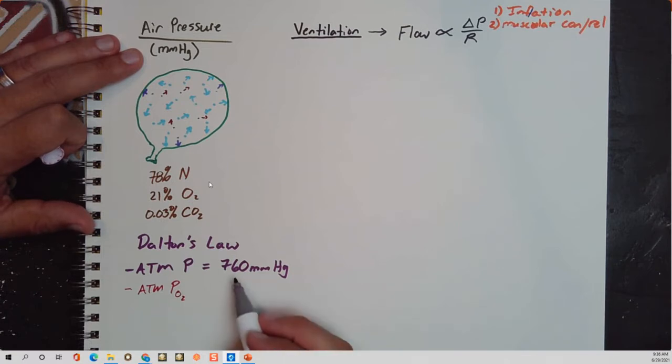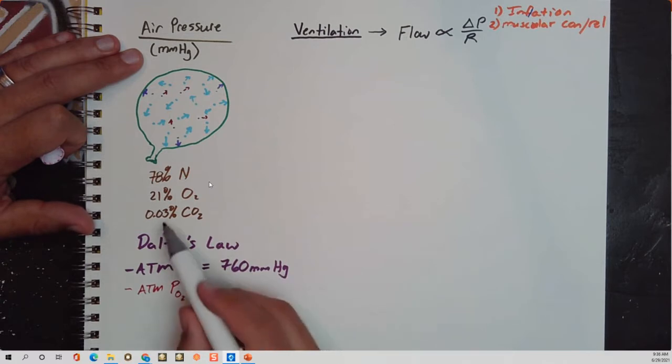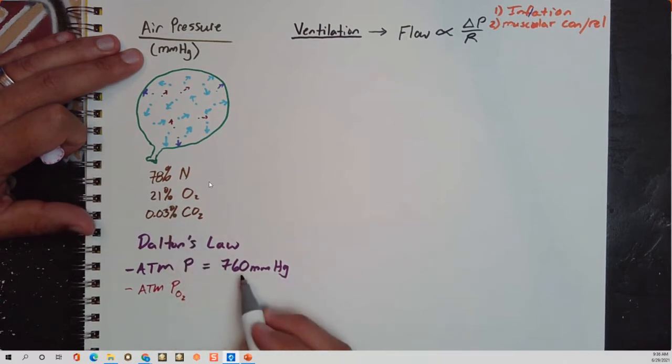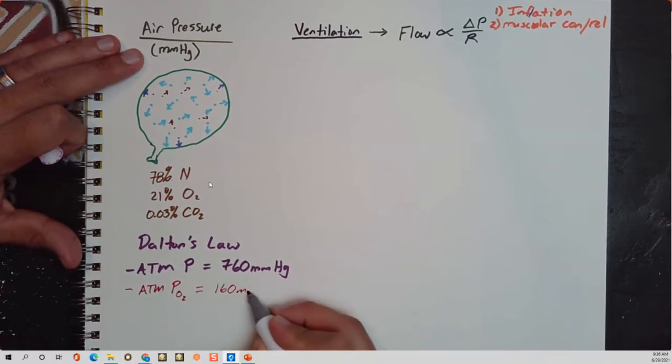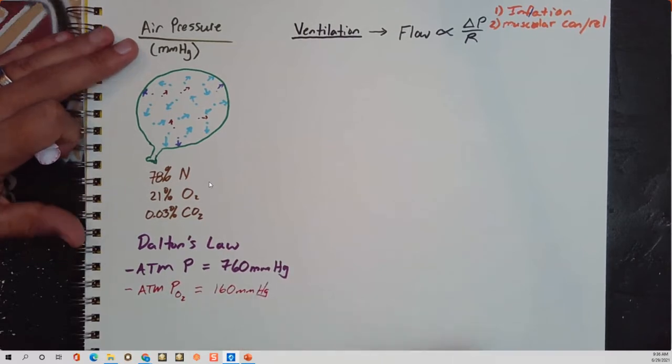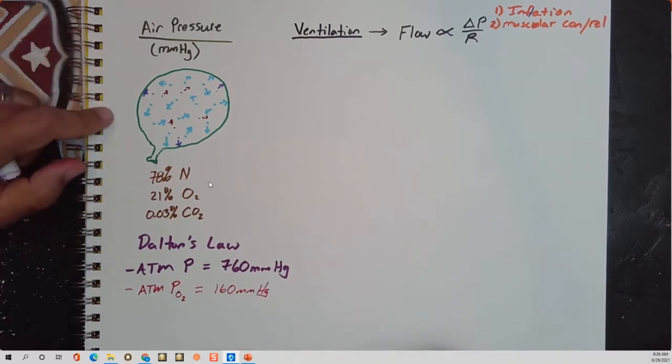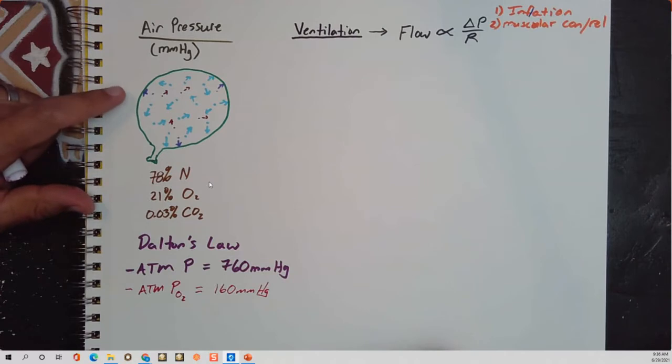And if you go and do the math, you take 21% of 760 millimeters of mercury, what you end up with is approximately 160 millimeters of mercury. It's actually 159, but again, we're not going to be counting hairs here. We're just going to say 160 millimeters of mercury, and that's good enough for me. So if on a test or on a diagram or on a drawing, I ask you guys, what is the partial pressure of oxygen in the atmosphere around us? What are you guys going to say?